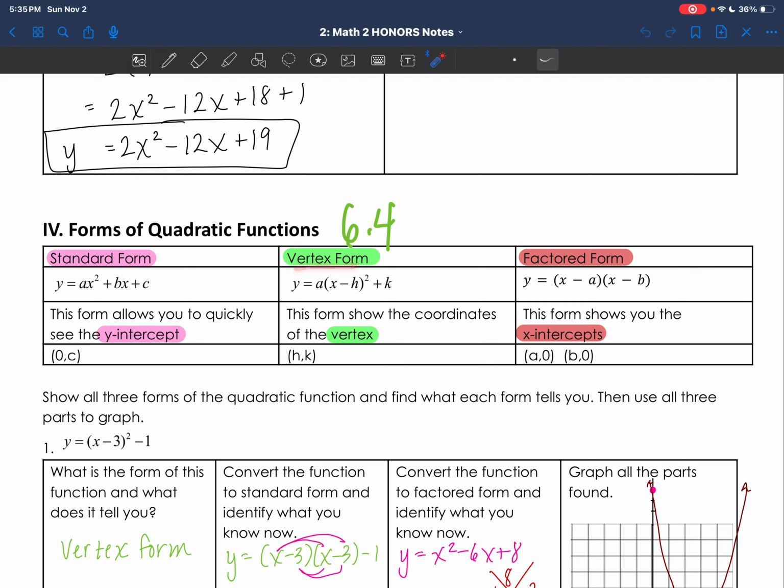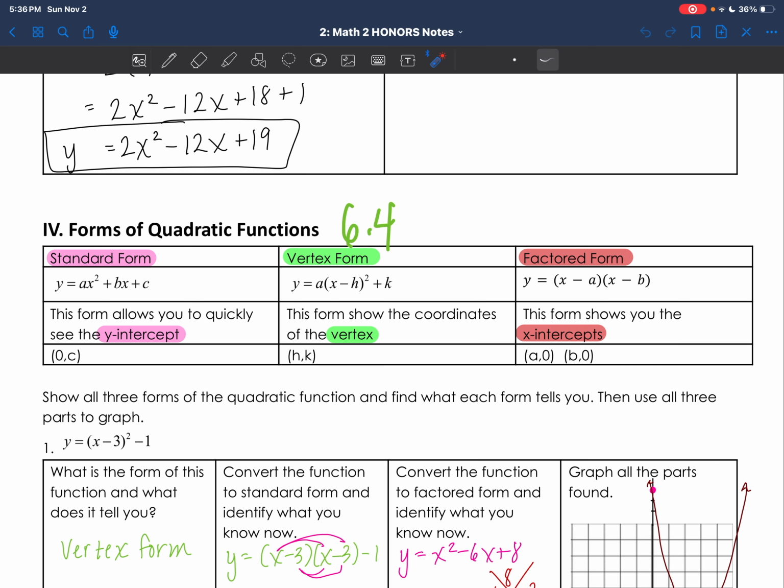For vertex form, this is where you have a times x minus h squared plus k. So this form is good to use when you need to figure out what the vertex is, or if you know what the vertex is, it's good to put it into this form. And remember, your vertex is (h, k).